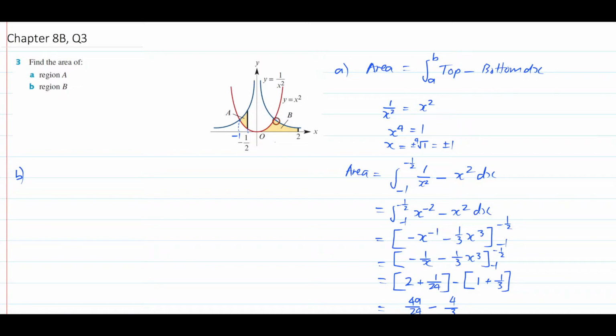Like you can't just say, oh, the red is above the blue for this region. Whereas in region A, the blue is clearly above the red. For region B, there is no top, there is no bottom. So you can't always think of it in that form, top minus bottom. What you can do is, our intersection point here is 1.